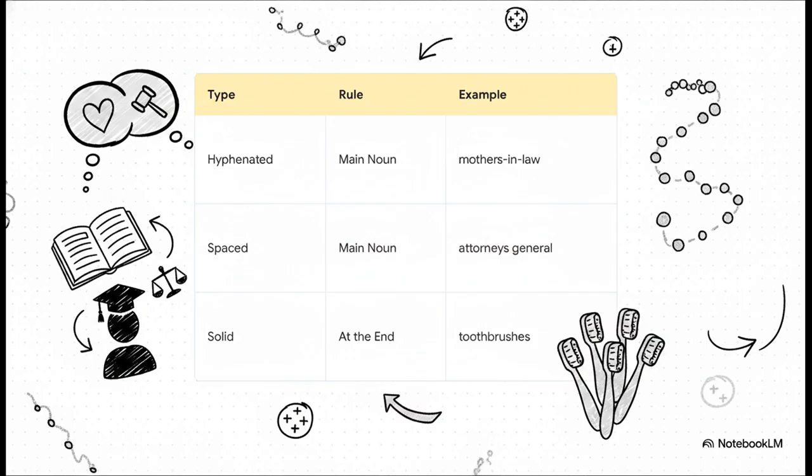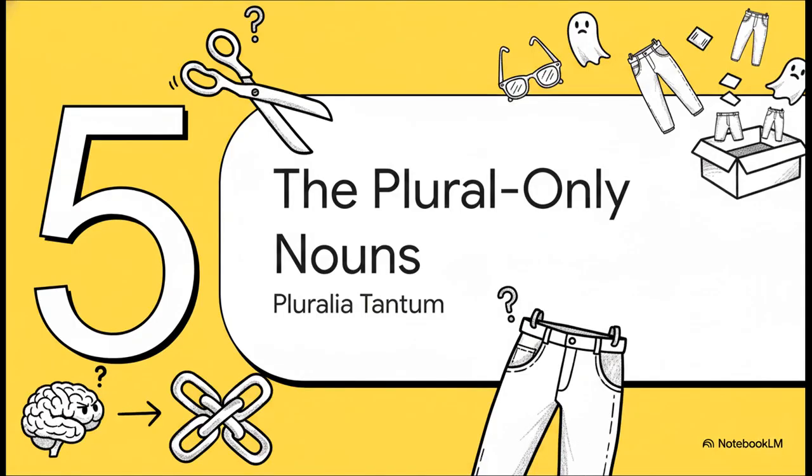The exact same rule applies to spaced compounds. An attorney general is primarily an attorney, so we say attorneys general. But for solid single-word compounds like toothbrush, the structural integrity is already locked, so you generally just pluralize the very end. Toothbrushes.